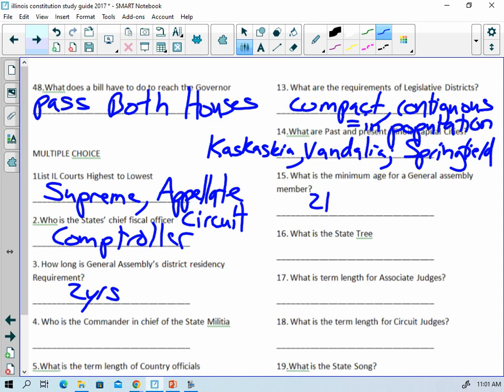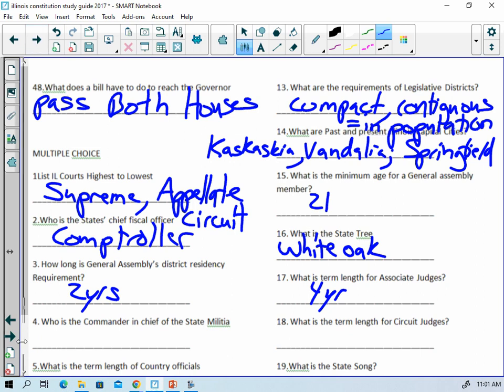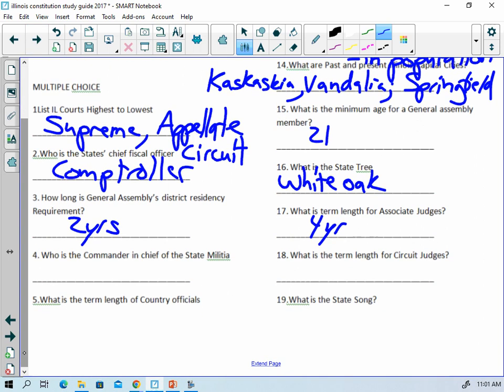What's our state tree? What's the term length for associate judges? 6. Associate judges are appointed for a term of 4 years. I was closest. You were so close. If you can remember your POD today, that will get you about 6 questions right tomorrow. Term length for circuit judges? 10, 4, 6. 6, yes. It's either 10, 4, or 6.